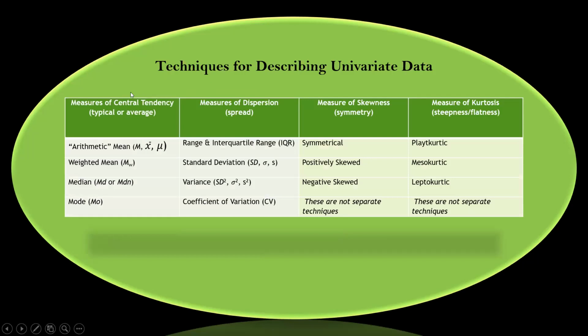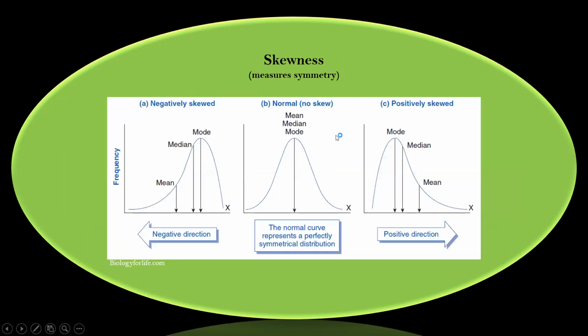All right, so those are the 4 most common measures of central tendency. Next time we'll talk about the measures of spread, but I want to briefly talk about how skewness is related to the measures of central tendency. This is not my diagram. Give credit when credit's due. I got this from biologyforlife.com.